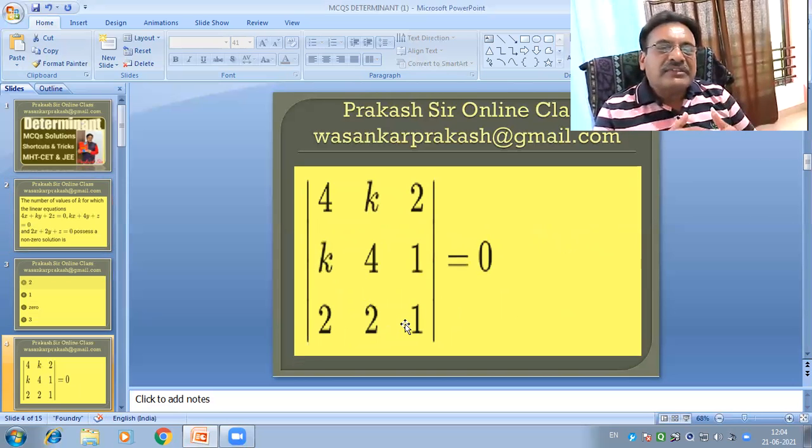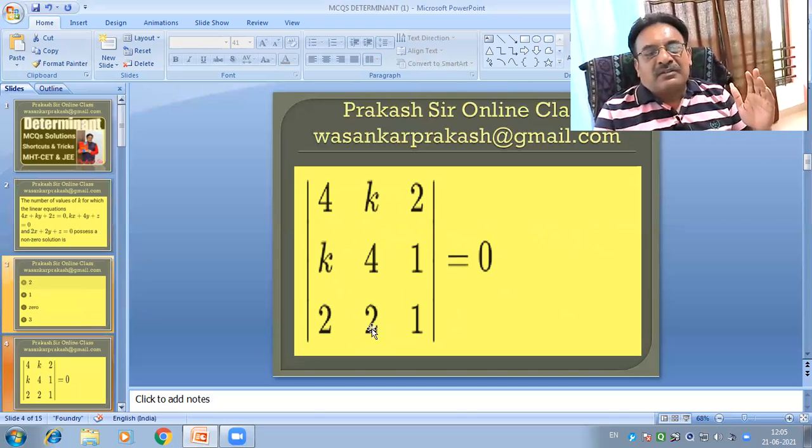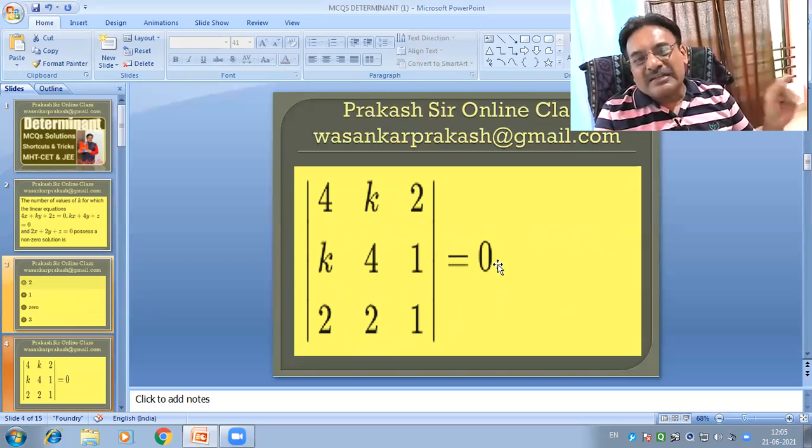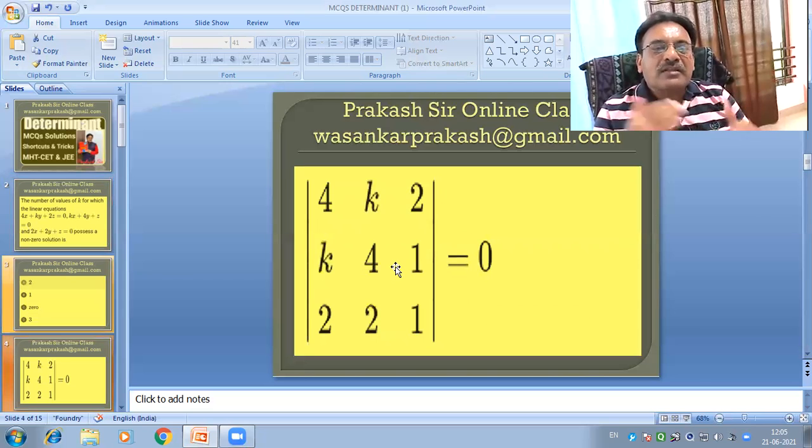And the given linear equations possess a non-zero solution, so this determinant is equal to 0 because delta equals 0. And this is a determinant of order 3 by 3. I know the process for evaluating a determinant of order 3 by 3. So first we write 4 times the determinant (4, 1, 2, 1), minus k times the determinant (k, 1, 2, 1), plus 2 times the determinant (k, 4, 2, 2).